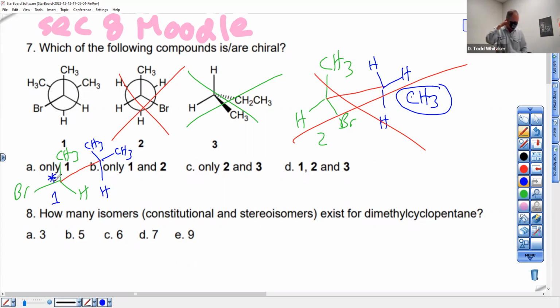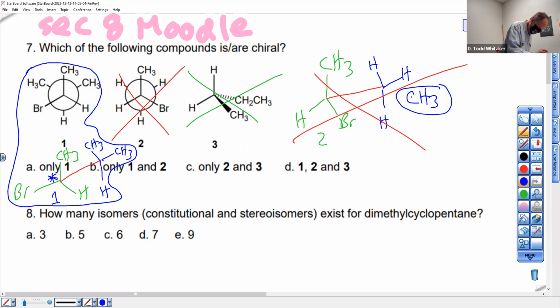Here are your groups. You ready for the names of the 4 groups? Hydrogen is 1 group. Bromine's another group. Methyl's another group. Isopropyl is another group. 4 different groups. That's a winner, winner. Here's the answer. Just want to make sure A is the answer, okay? 2 and 3, no go.